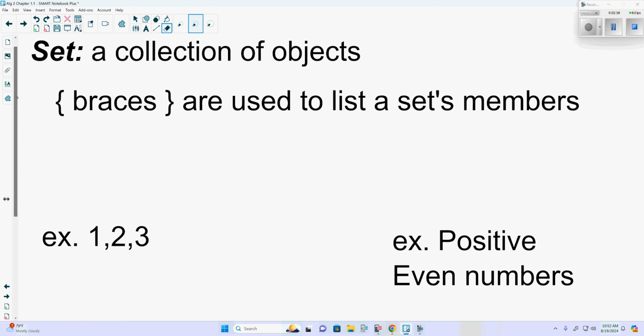Right there at the top, next to set. You're good? So just a collection of objects.